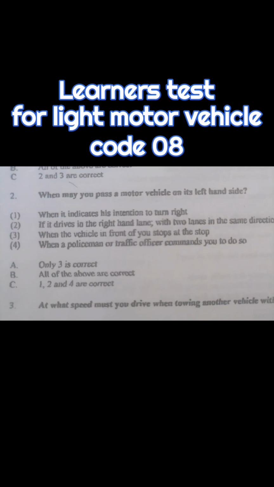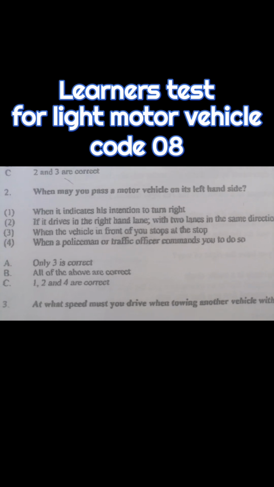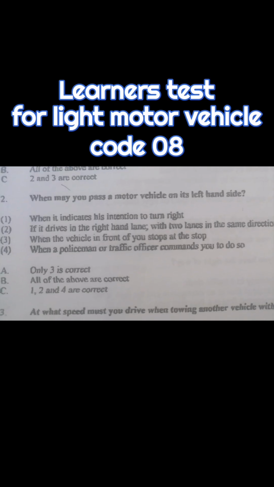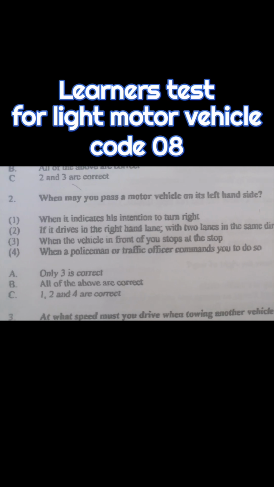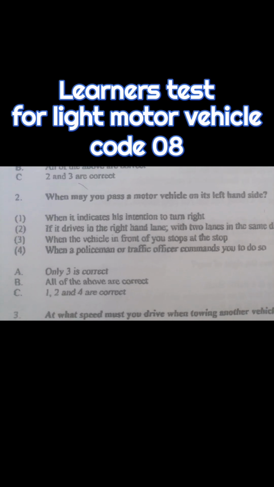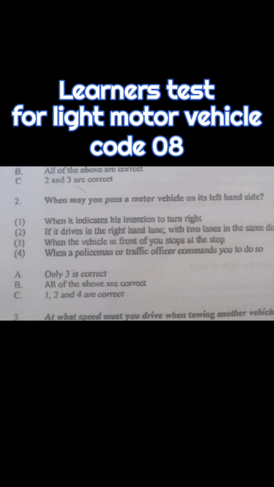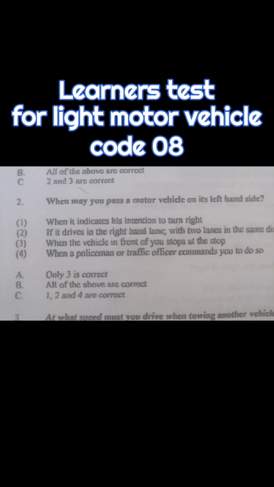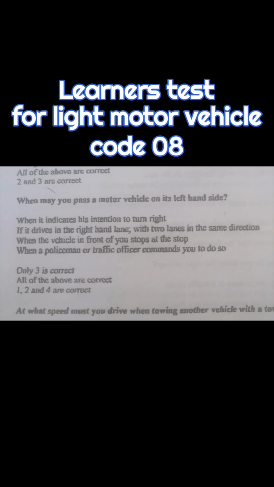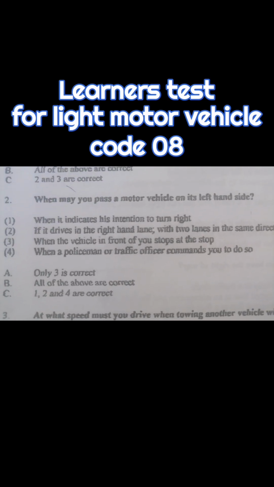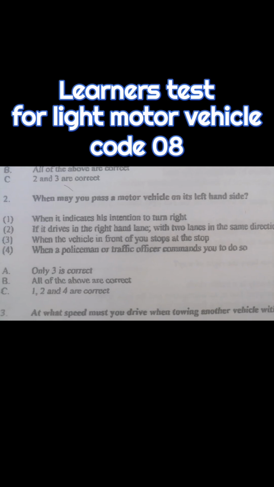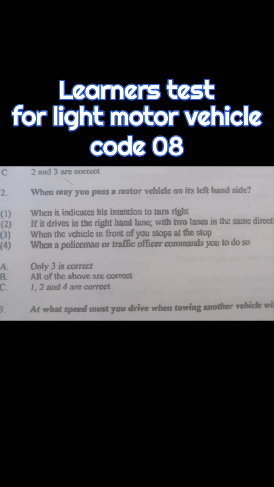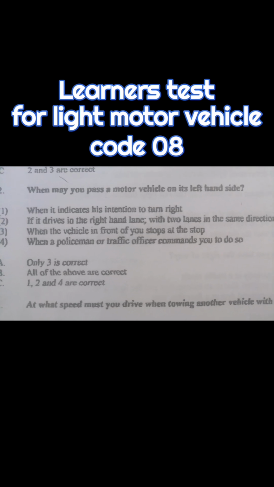When may you pass a motor vehicle on its left-hand side? They give you 4 choices there. First one says when it indicates its intention to turn right. Second one says if it drives in the right-hand lane with 2 lanes in the same direction. Number 3 says when the vehicle in front of you stops at a stop. Number 4 says when a policeman or traffic officer commands you to do so.